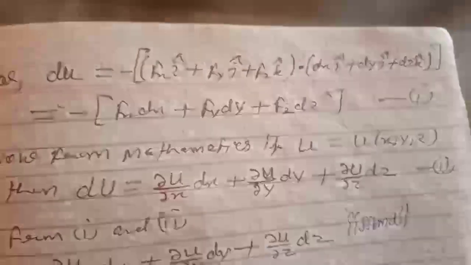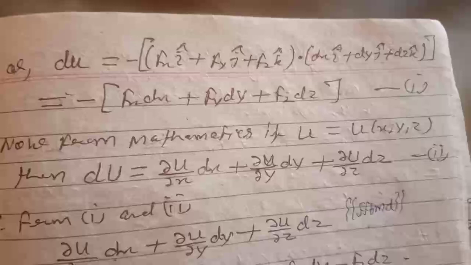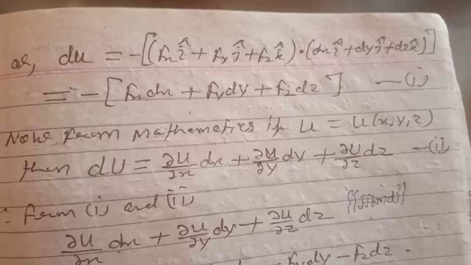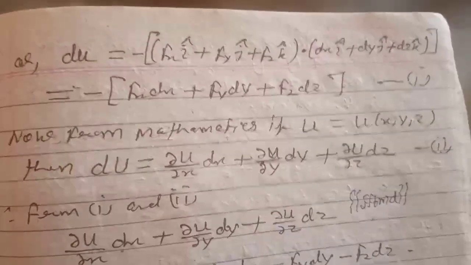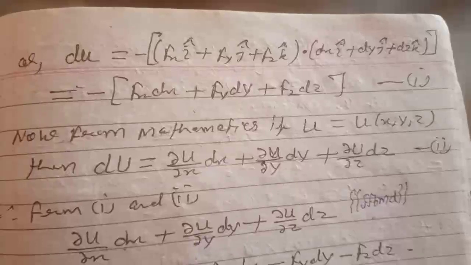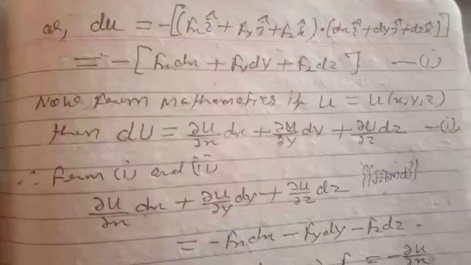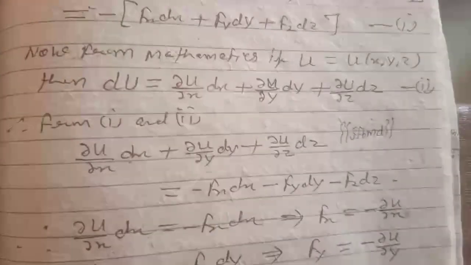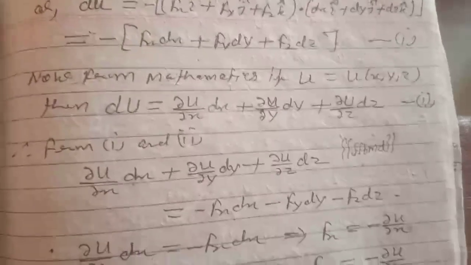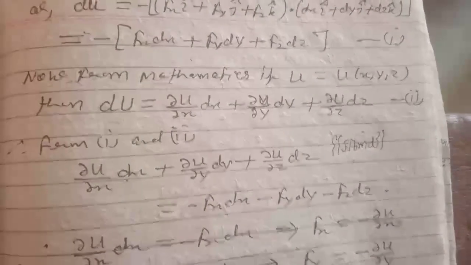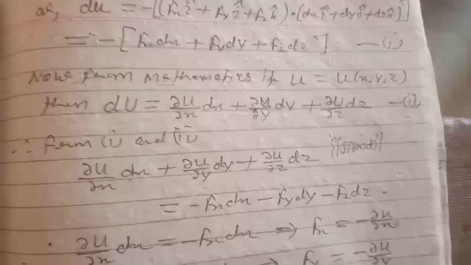Or du equals minus of (Fx i cap plus Fy j cap plus Fz k cap) dot (dx i cap plus dy j cap plus dz k cap), equals minus of (Fx dx plus Fy dy plus Fz dz). Equation 1. Now from mathematics, if u is a function of x, y, z, that is u equals u(x, y, z), then the total differentiation du equals del u by del x into dx plus del u by del y into dy plus del u by del z into dz.